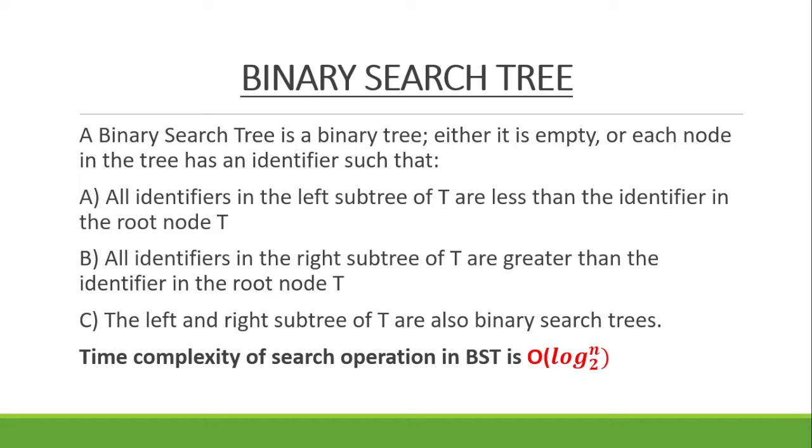Now we will be discussing another type of binary tree, that is called a binary search tree. In a binary search tree, we can call it a sorted binary tree. It is a binary tree. It can be empty, or each node in the tree has an identifier such that all identifiers in the left subtree of T are less than the identifier in the root node T.